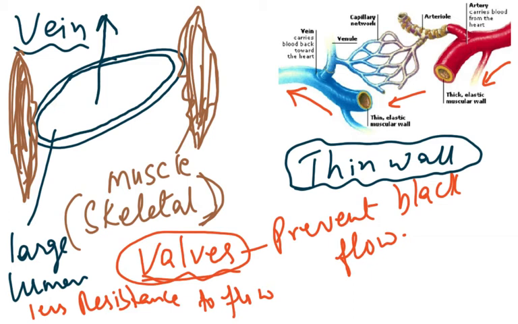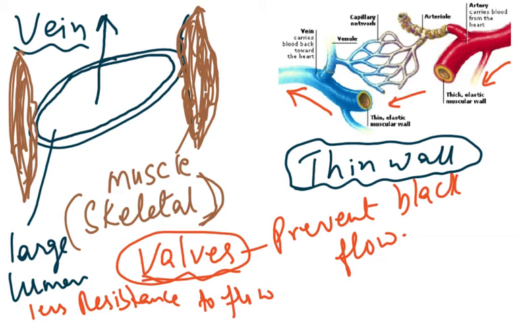So the thin wall of the veins is helpful. If it had a thick wall, then the muscles would not be able to press on it. But because the veins have thin walls, the skeletal muscles, these are the skeletal muscles which I've made in brown, can press on them, and that's why you've got veins in between your leg muscles.